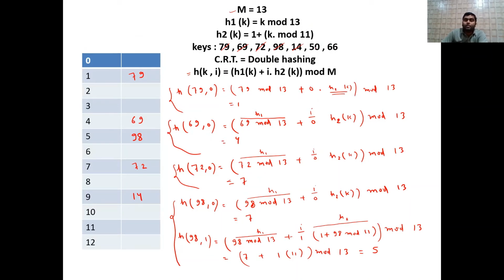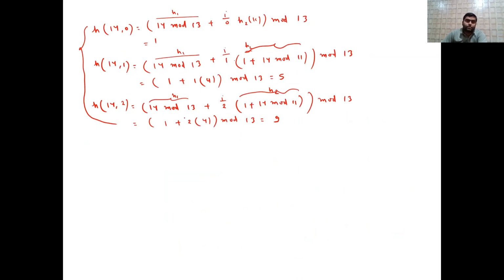Now come to 15. So come to 50. What about 50? So h of 50 comma 0. So it is 50 mod 13. This is h1, and plus i is 0. And h2, whatever it is, if you multiply it with 0, finally you will get 0 only, because 0 has a very simple rule. If you multiply with 0, you will become 0.